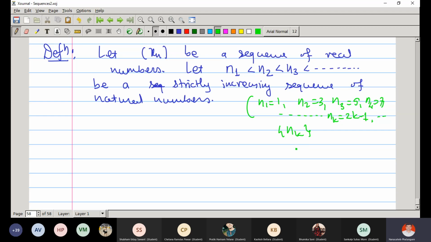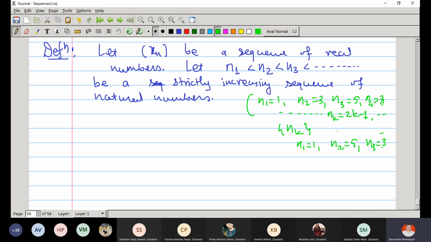Because the terms should not get mixed. If it is not strictly increasing, and suppose I take n1 equal to 1, n2 equal to 5, and n3 equal to 3, then if I mix the terms, the system will collapse. Then the shifting is not the proper shifting, right? The fifth term will come to the second position, and the third term will go to the third position. So that will be the collapse. Our shifting will collapse, right? You understand? So that's why I am saying that you delete some suffixes, but whatever remaining should be increasing.